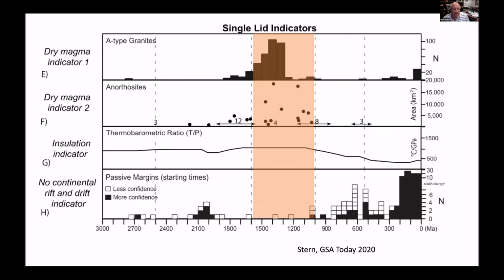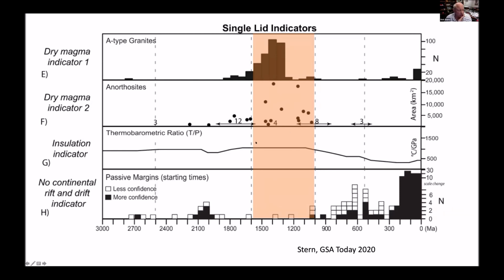So if we look at some single lid indicators, which I published in GSA Today in December, we can look at two dry magma indicators, A-type granites and anorthosites. And they are remarkably concentrated in Mesoproterozoic time, shown here in the flesh color, and remarkably absent from younger time.